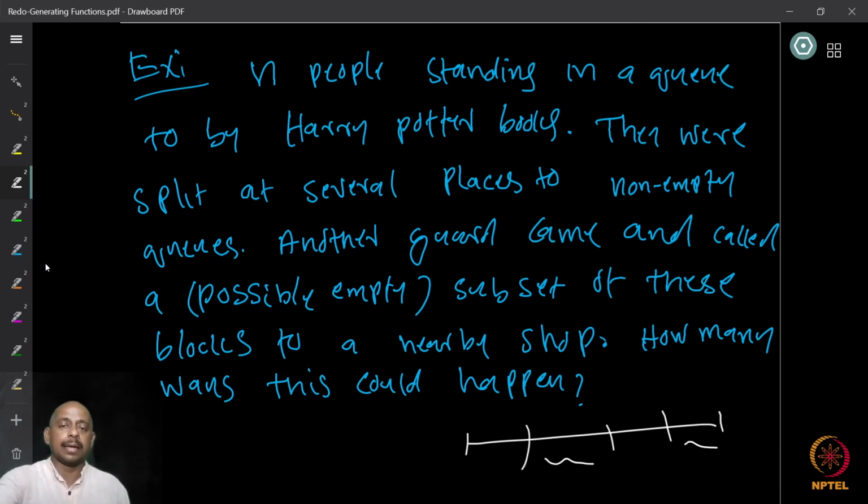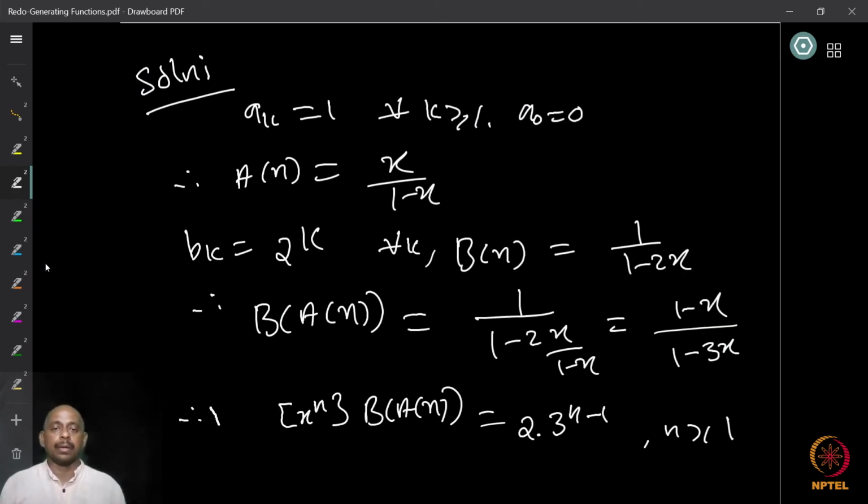So therefore, I can say that Ak is 1 for every k, because after splitting, I don't do anything. For whatever k, I get k intervals, and that's it. So the generating function for A of x is x by 1 minus x, because we have k greater than or equal to 1. And A0 is 0, right? Because if there is 0, there is no way to split. We don't allow non-empty structures. So therefore A0 is 0. So therefore I have x by 1 minus x, which is A of x.